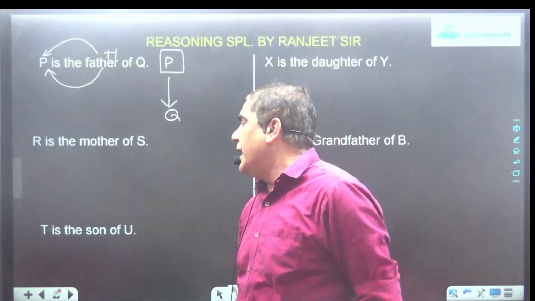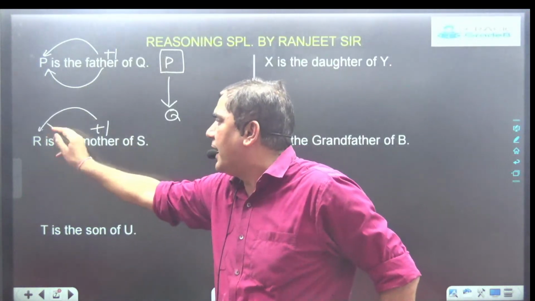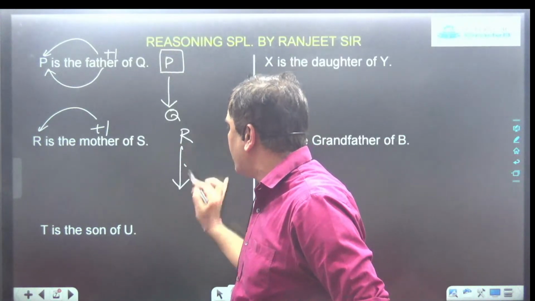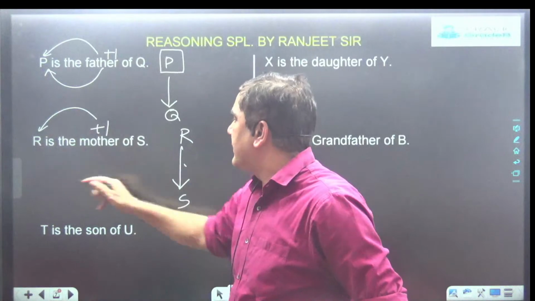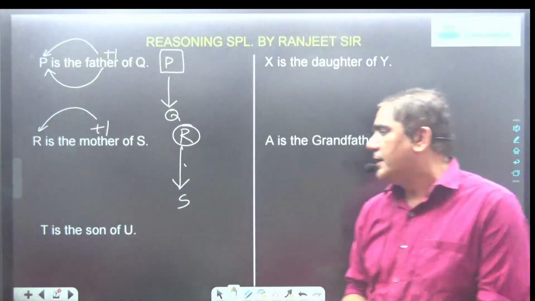Next one. R is the mother of S. Mother stands for what? Plus 1. So who is plus 1? R. So plus 1 means a gap of one arrow, R will be above, followed by S. R is mother, so R must be female.